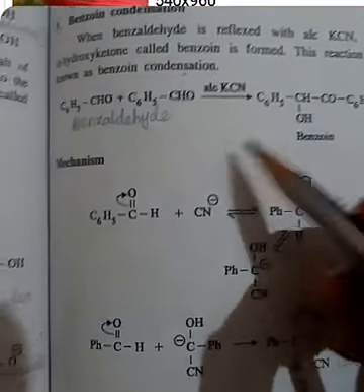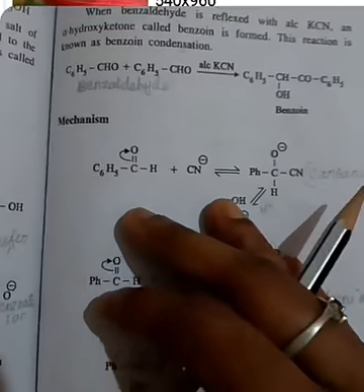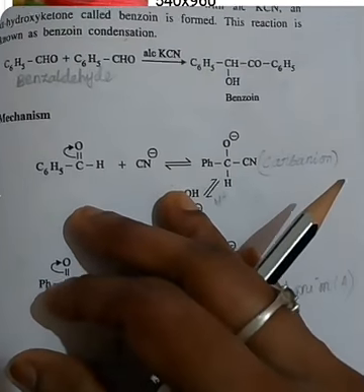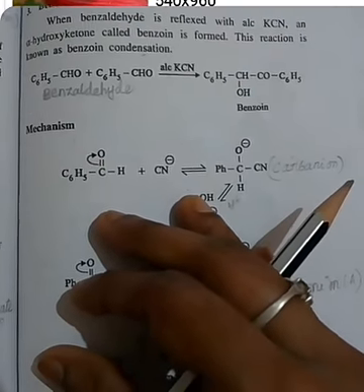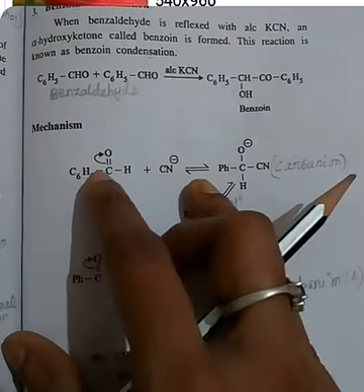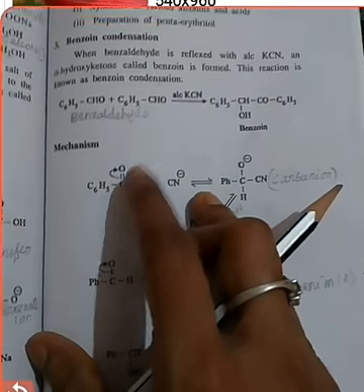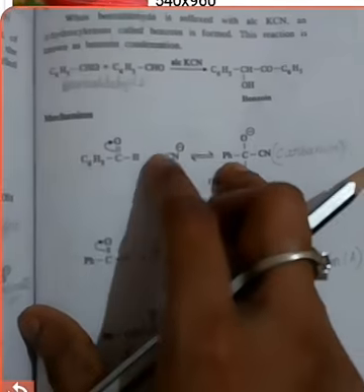Coming to the mechanism, in the first step we form the nucleophile. The cyanide ion generates and adds to the reactant, which is said to be nucleophilic addition. Here the cyanide ion added to benzaldehyde is the nucleophile, because it contains a minus charge.